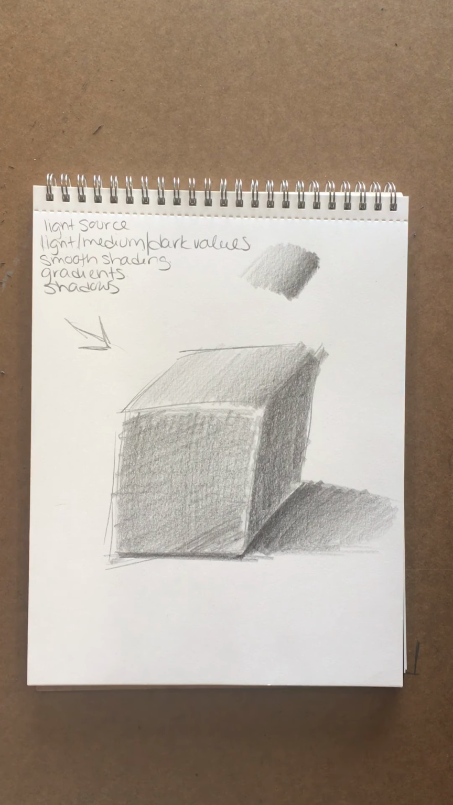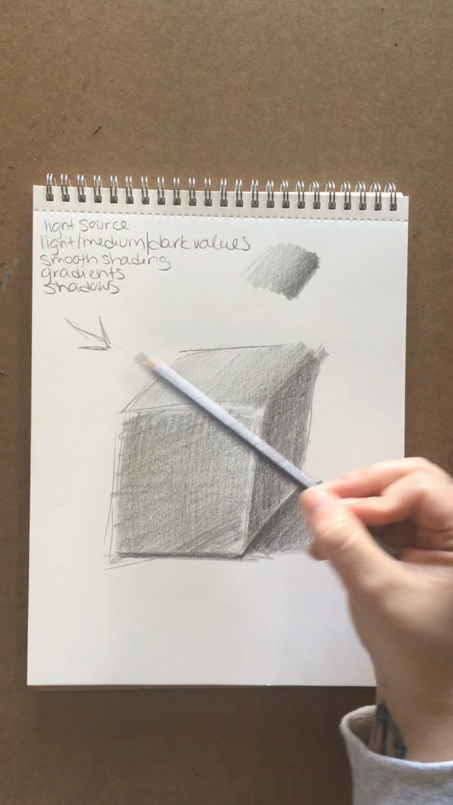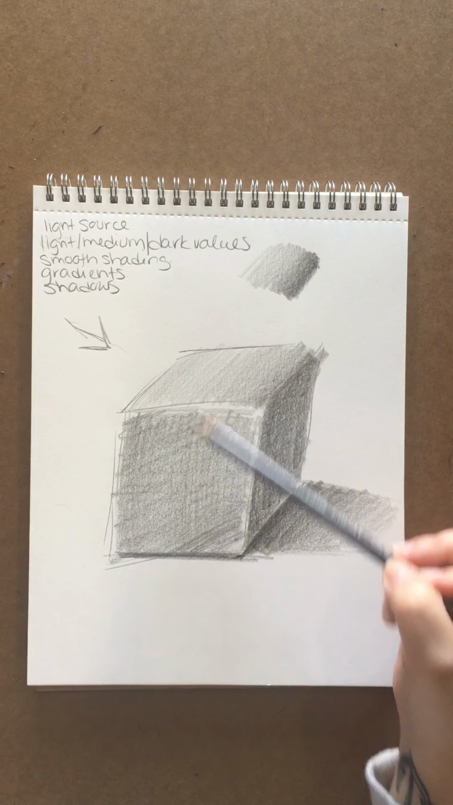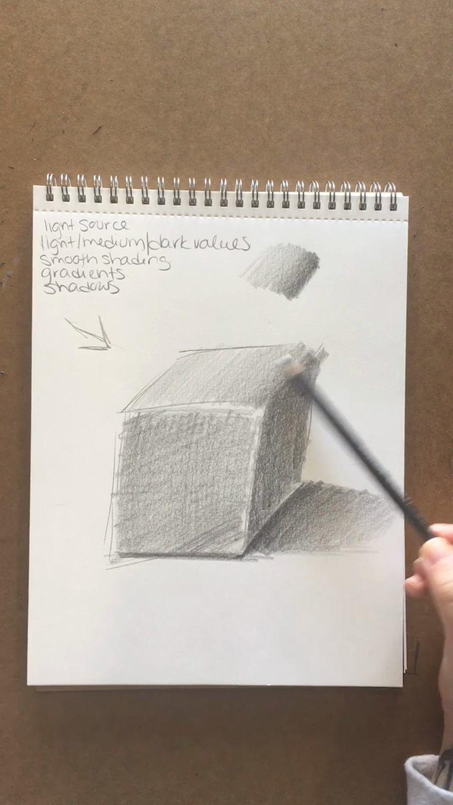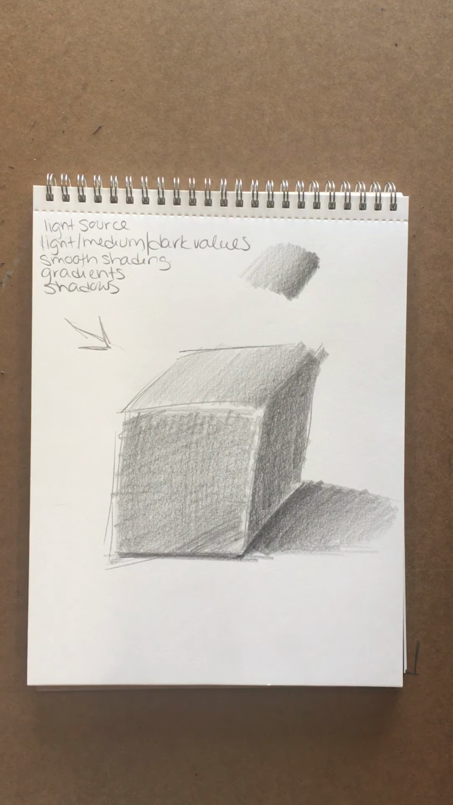I've got everything I was looking for. I have a light source, it's lighter over here. I have light, medium, and dark values. I have 2 gradients, and I have a shadow. If you finish your sketch, you finish your drawing, and you've got all 5 of those things, take some pictures of this and your other practices and upload it to the Google Classroom assignment. If you have questions, let me know, and have fun.